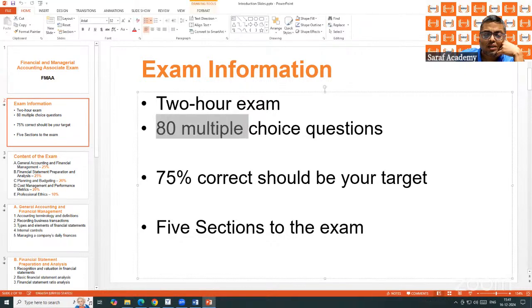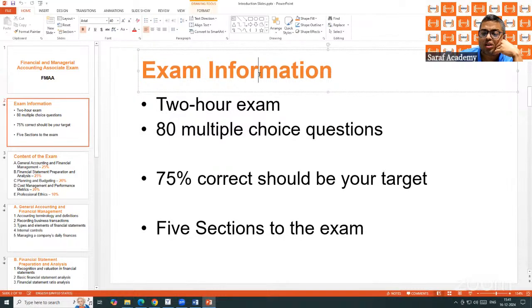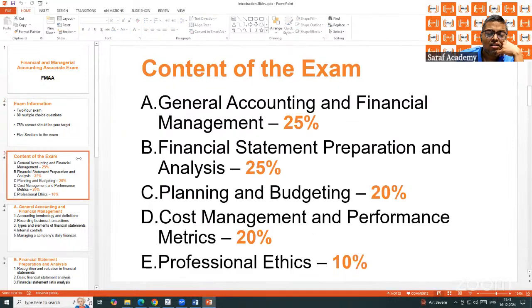And it's pure multiple choice questions. One question, 4 options, you need to select one. Second question, 4 options, and all that. In the syllabus, there are 5 sections, which is FAMA combined. There is no separate FAMA syllabus, it is combined.